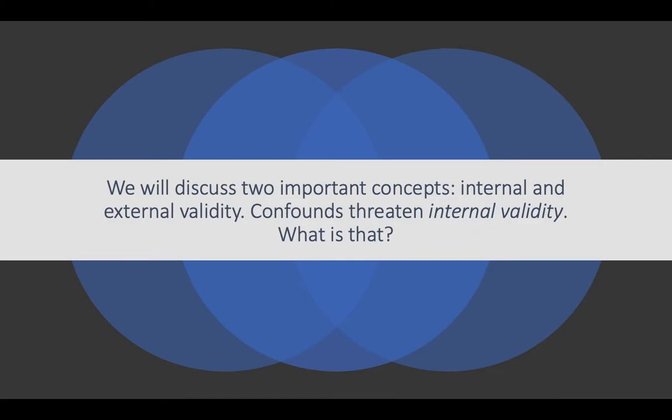So we're going to discuss internal and external validity, and this is the last big thing we'll cover content-wise in this course. First, just a reminder of what validity is. Validity is a measure of truthfulness of a measuring instrument. It indicates whether the instrument measures what it's claiming to measure. Now we're going to look at two types, internal and external validity, and specifically why confounds threaten internal validity.